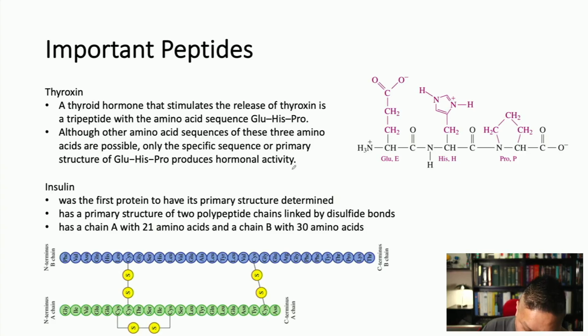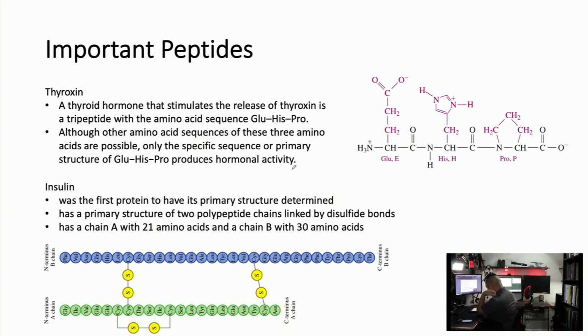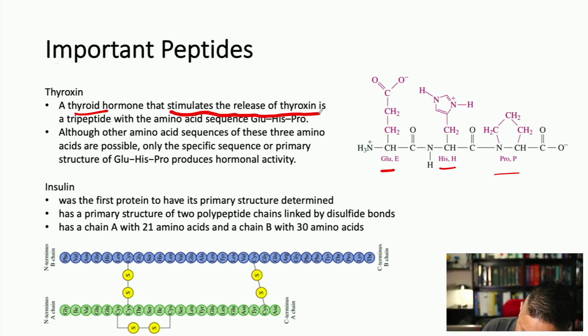So in the previous slide, if you recall, I was talking about how proteins can function as hormones, right? Hormones are things that trigger certain biological functions, right? And the peptide with primary sequence glutamate, histidine, and proline is actually a thyroid hormone, right? And that thyroid hormone activates or stimulates the release of thyroxine in your body. A more interesting one is insulin. Insulin is also a peptide hormone, right?